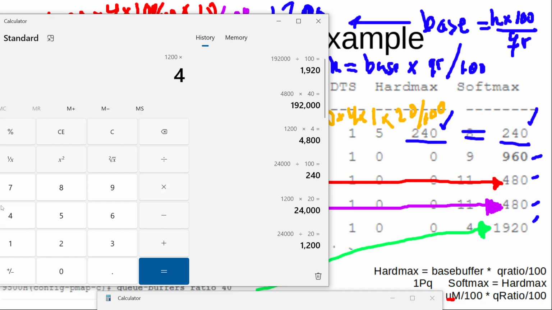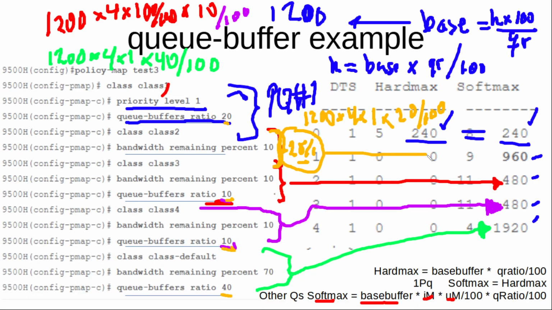1200 times 4, by 1 20, divide that by 100, 960. So that is why we have this value here. So this is the way to calculate HARDMAX and SOFTMAX for the priority queue number 1, and what are the formulas to calculate SOFTMAX for each of the other queues.